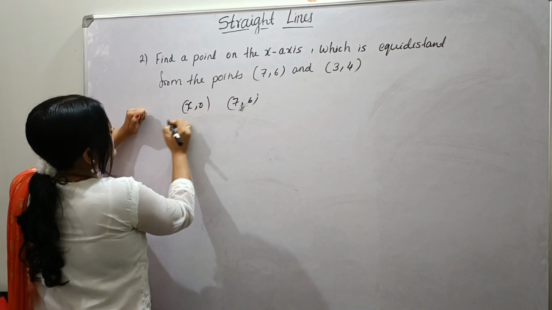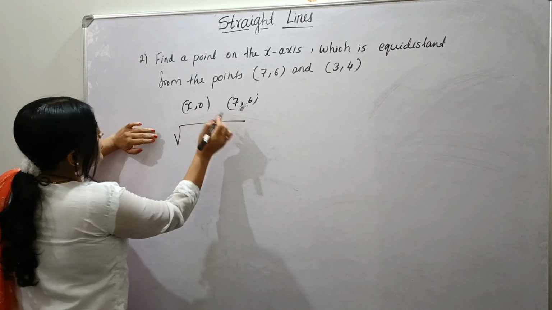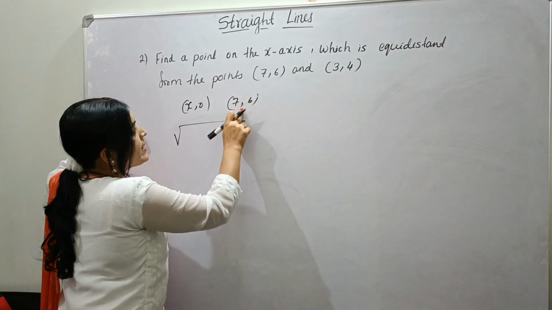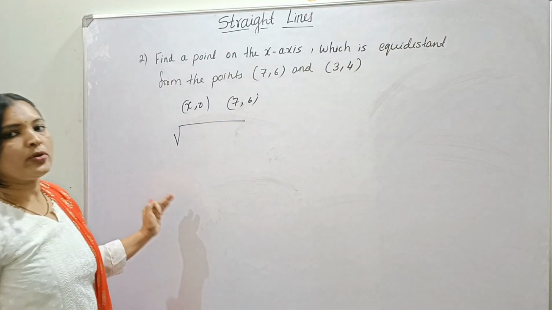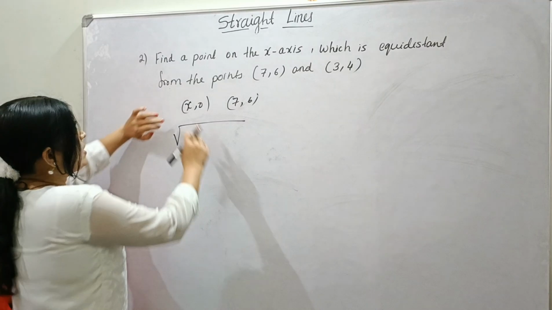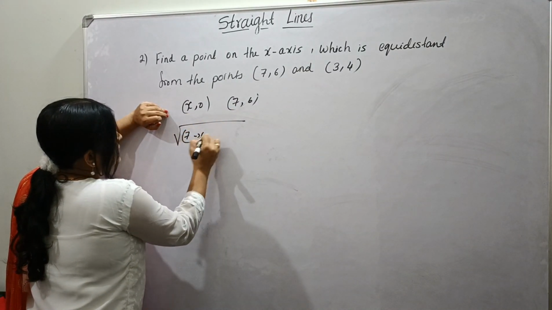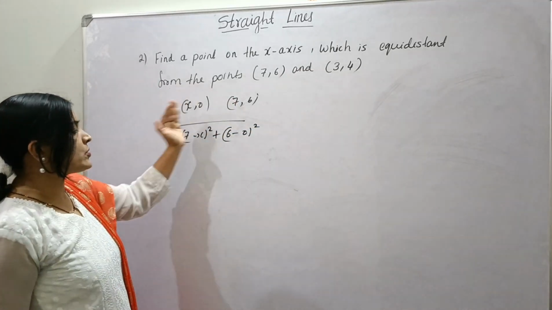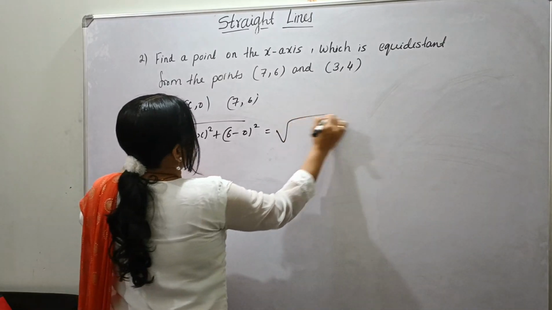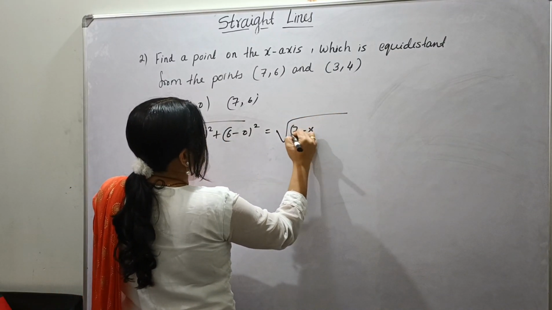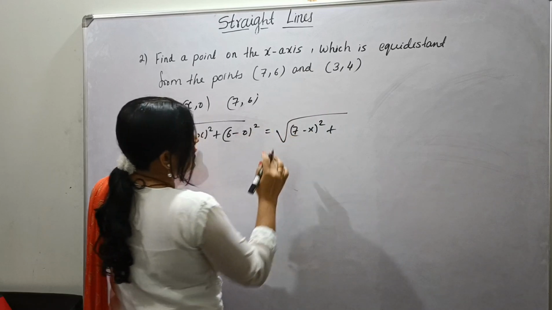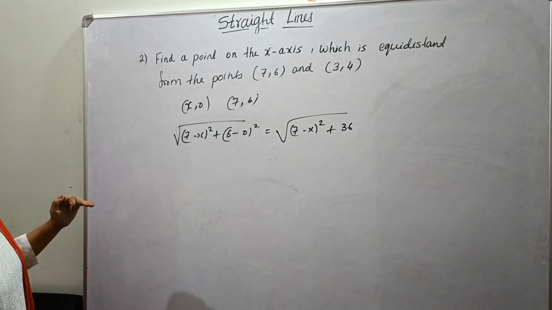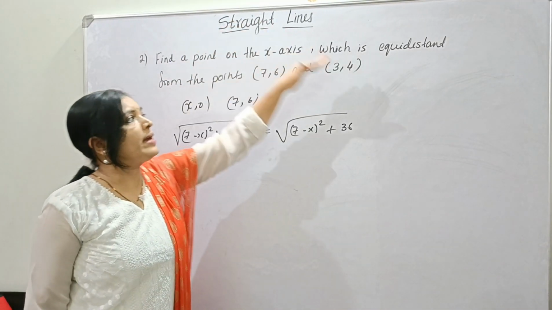So what is the distance? The distance between 2 points is the square root of (x2 minus x1) whole square plus (y2 minus y1) whole square. So x2 is 7 minus x whole square plus 6 minus 0 whole square. That is nothing but the square root of (7 minus x) whole square plus 6 square, since 6 minus 0 is 6 itself. 6 square is 36.